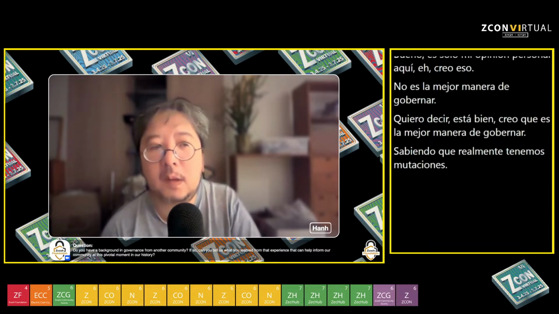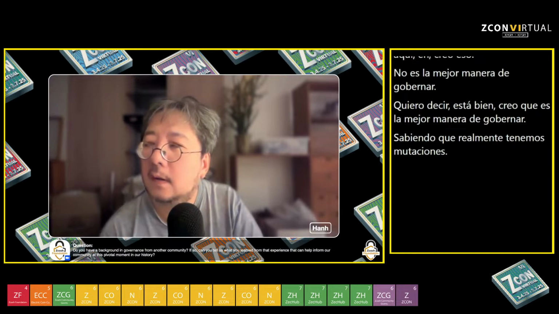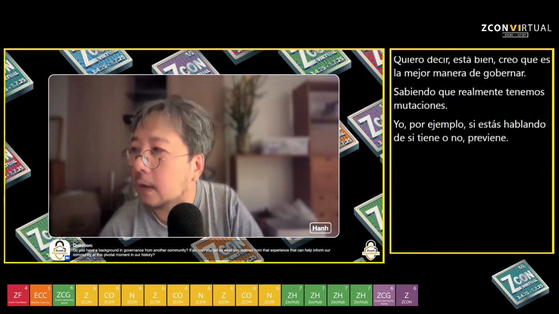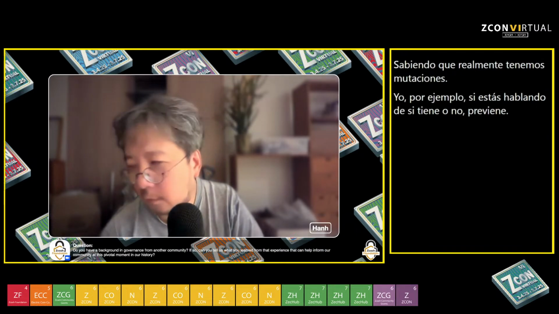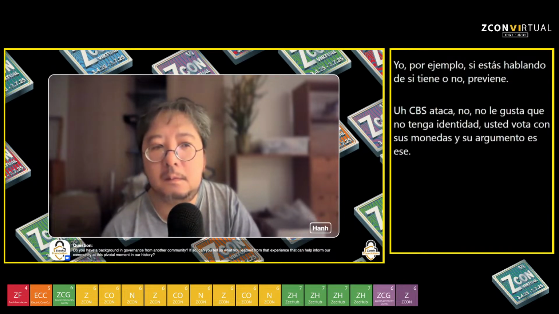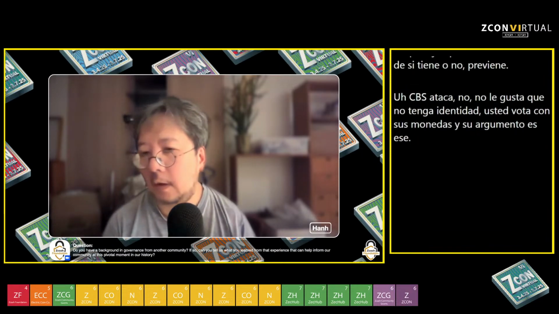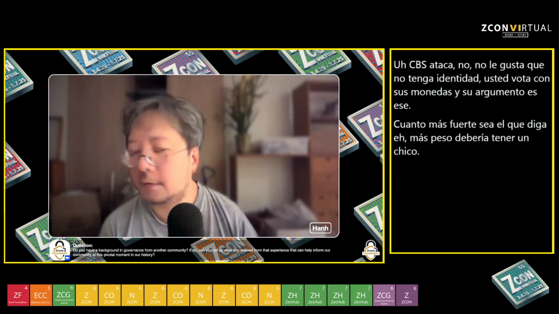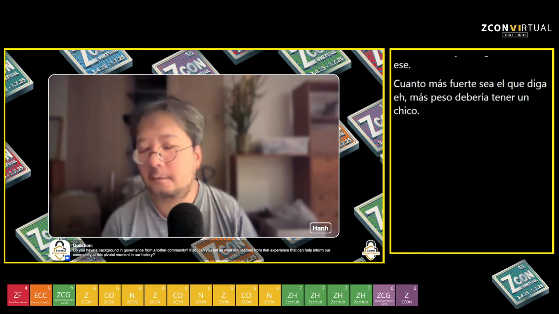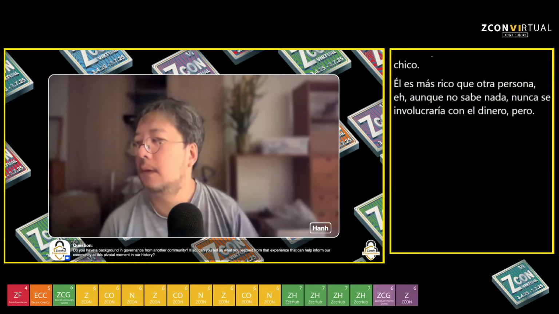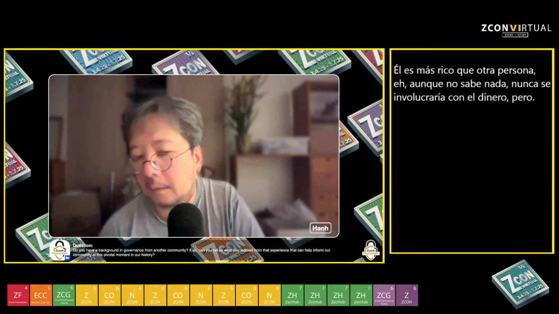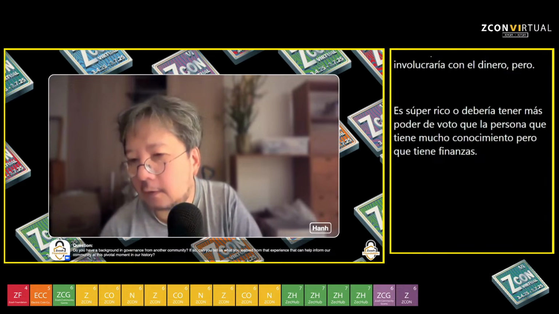For example, if you're asking does it prevent Sybil attacks? No, it doesn't. It's not identity. You're voting with your coins, and there are strong arguments for asking should one guy have more weight because he's richer than another person, even though he doesn't know anything and was never involved with Zcash, but he's super rich? Or should he have more voting power than a person who's very knowledgeable but doesn't have financial resources? Yeah, I mean, you're right. It's not necessarily the case.